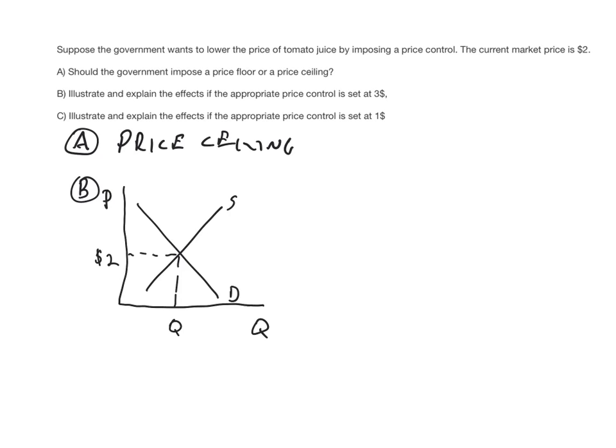And if I was to impose a price ceiling of $3, you're essentially saying you're not allowed to charge any higher than this. But if I was to set a price ceiling at $3, then nothing would happen because no one's actually trying to charge $3 because the market price is $2. So for a price ceiling at $3, this would do nothing.